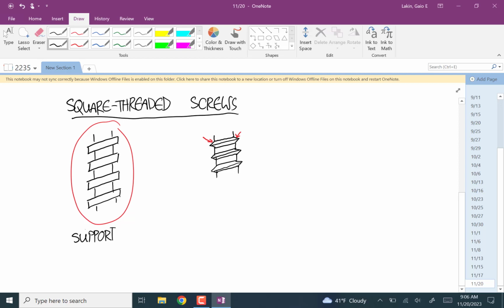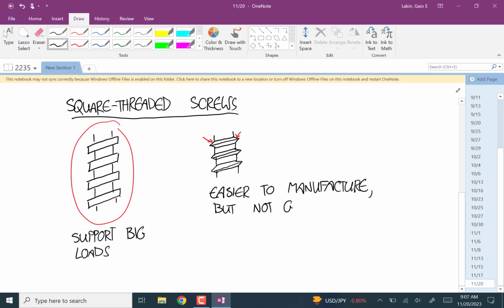So if you need a thread in a case where there's going to be big loads, you'd rather have it be a square threaded screw. So things like jacks on cars are square threaded screws because they're dealing with really big forces. Okay, these are easier to manufacture, but they're not good for high forces, for large forces.